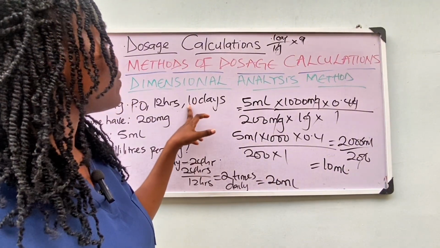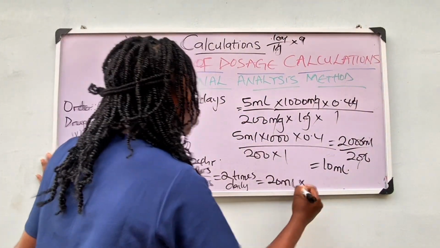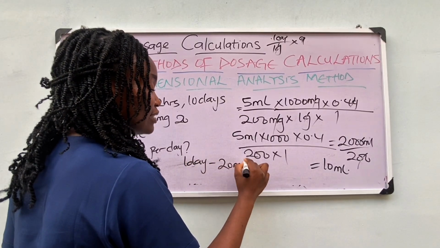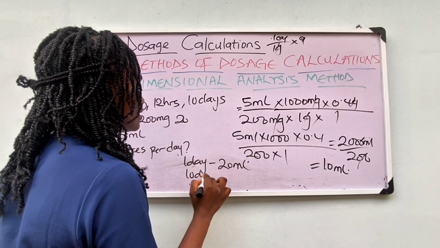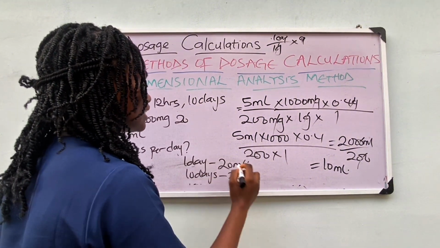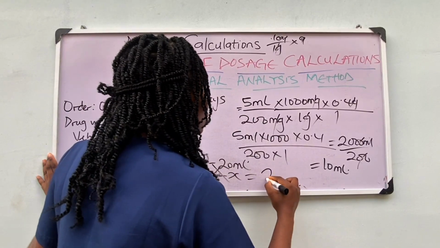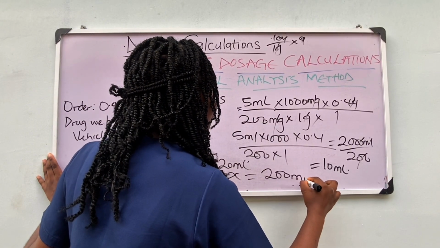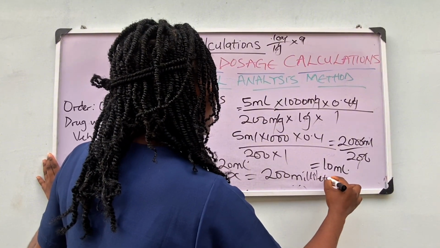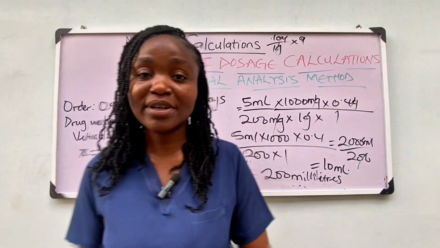So how many milliliters is finally administered? If in 1 day, 20 mL is administered, then in 10 days we have X. So X will be equal to 10 times 20. So the final amount of drug administered will give us 200 milliliters. That is the total amount of drug that is administered.